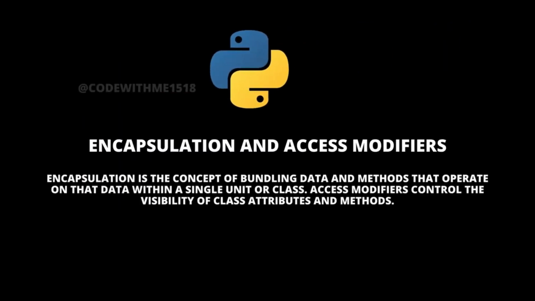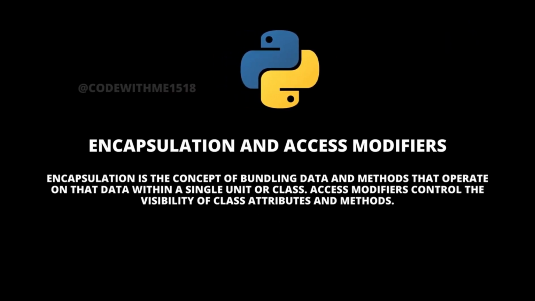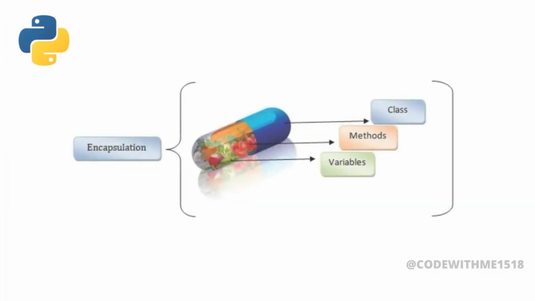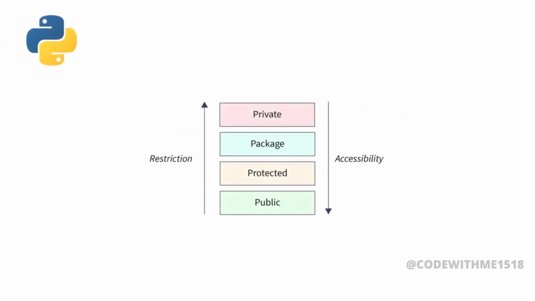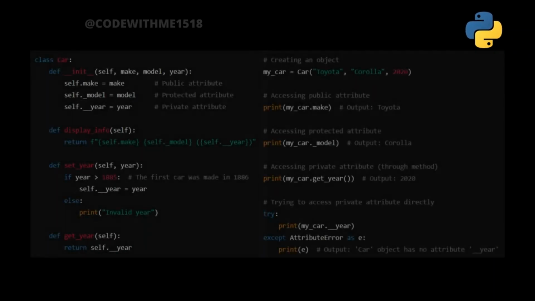Next up, we have encapsulation and access modifiers. Encapsulation is the concept of bundling data and methods that operate on that data within a single unit or class. Access modifiers control the visibility of class attributes and methods. Here's how you can use encapsulation and access modifiers.